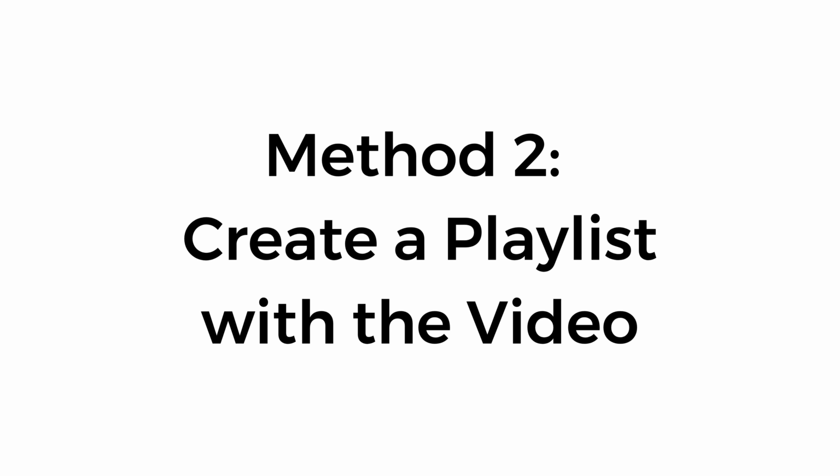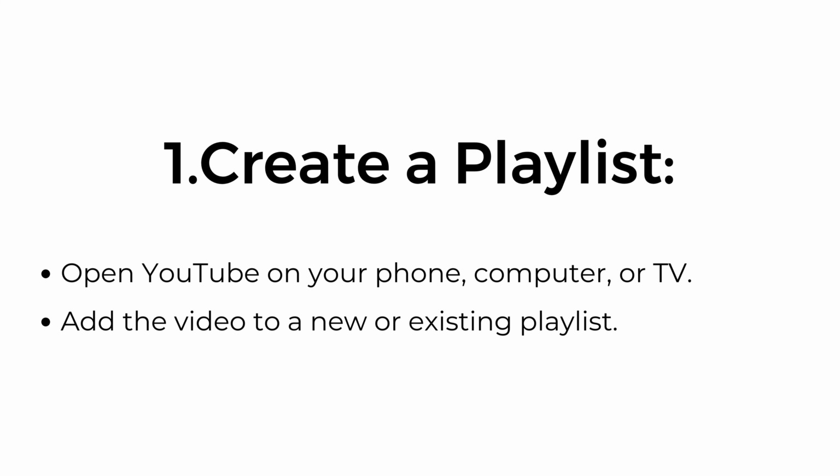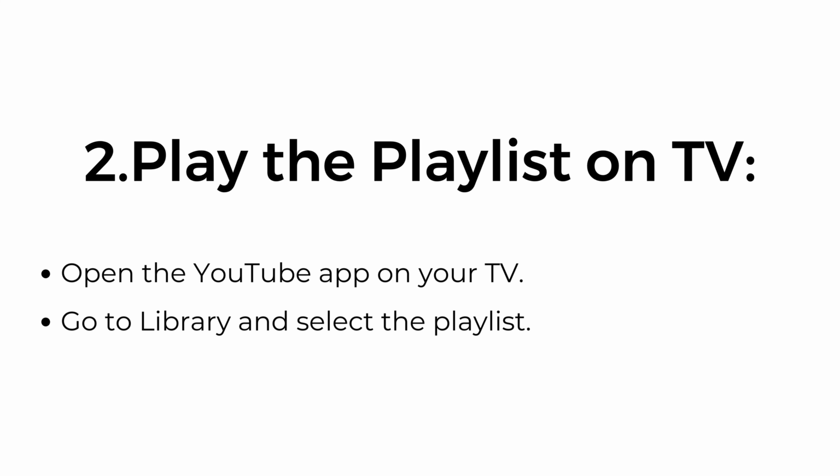Method 2. Create a playlist with the video. Create a playlist. Open YouTube on your phone, computer, or TV. Add the video to a new or existing playlist. Play the playlist on TV.